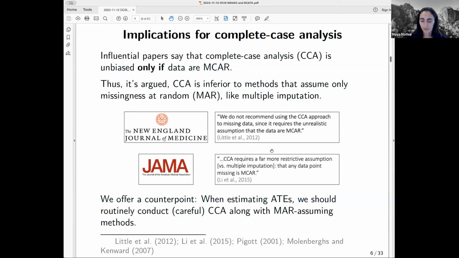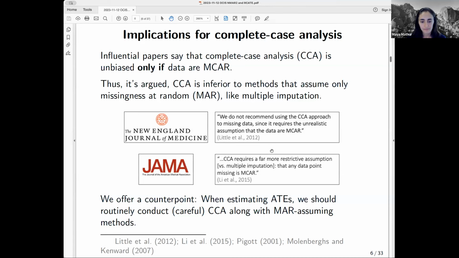So we're going to offer a counterpoint, which is that when we're estimating average treatment effects, we think it makes sense to actually routinely conduct a careful complete case analysis, meaning one that is adjusted in a principled way for covariates, along with missingness at random assuming methods. Not instead of, but we're going to argue that they actually provide complementary information.